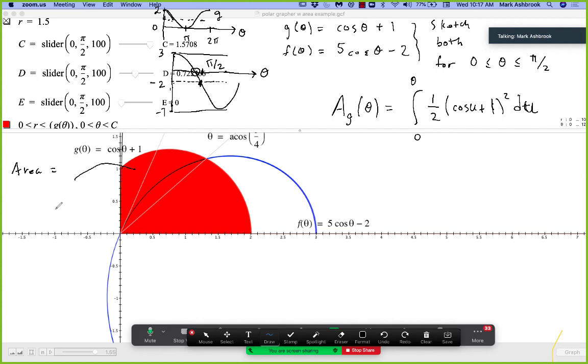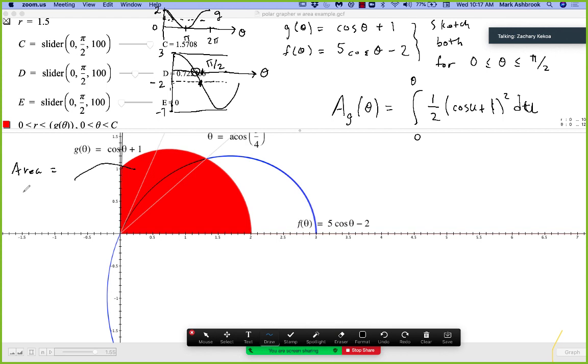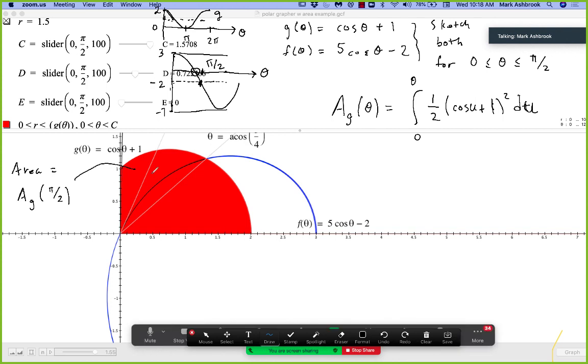Okay, can I write that any more succinctly? That's right, A sub g of pi over 2. Function notation, another huge theme in this course. Function notation represents the value of the dependent variable. In this function, the dependent variable is area, so we use function notation to write that. So A_g of pi over 2 is the area I'm showing right now, all the way from 0 to pi over 2.